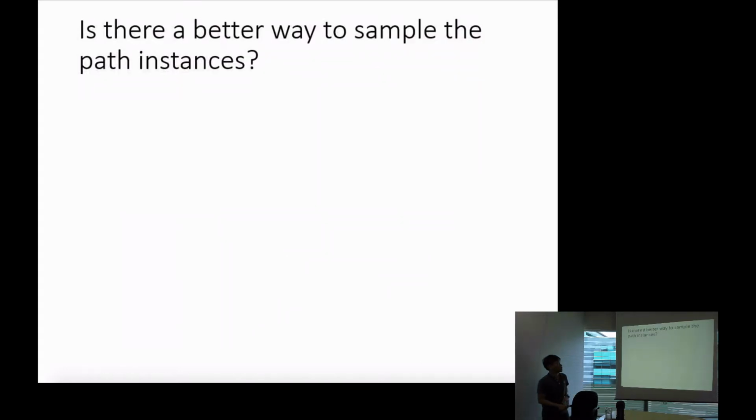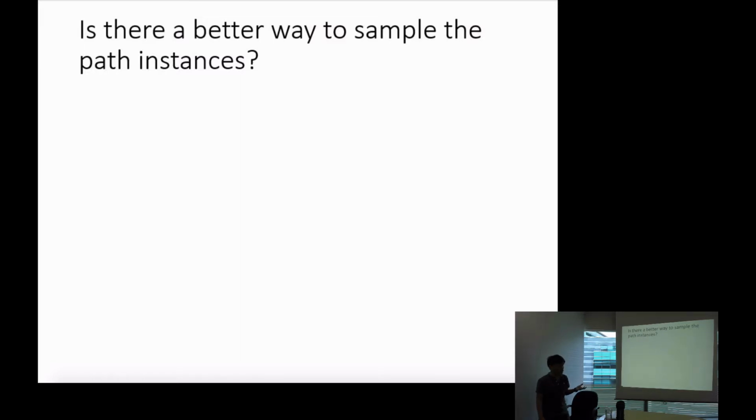So there's one question here: is there a better way to sample the path instances? At the beginning, we sample randomly, basically based on the constraint of the metapath at each node. We randomly sample the outgoing edges from that node to get the next node. Here they hypothesize that they can introduce a better way to sample higher quality instances for that metapath.